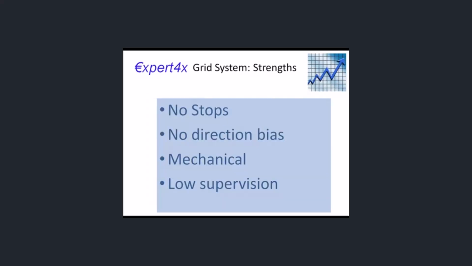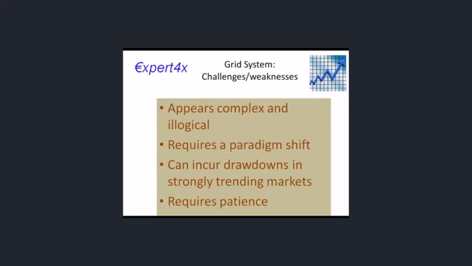Just an overview again, the strengths of the system: no stops, no directional bias, mechanical, and very low supervision. The weakness of the system is that it appears complex and illogical in the beginning. If you've never traded it before, it just seems totally illogical. It requires a paradigm shift, especially because it breaks all the normal trading rules that we have.